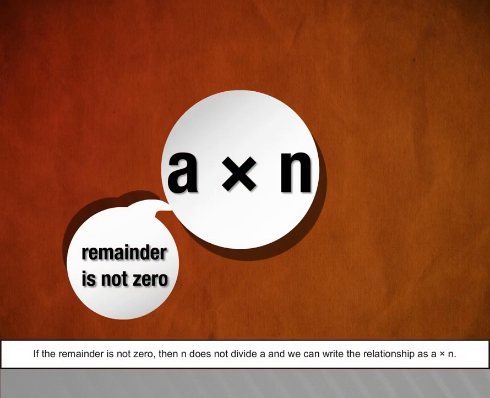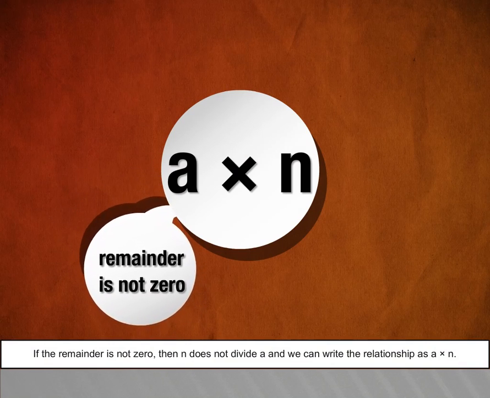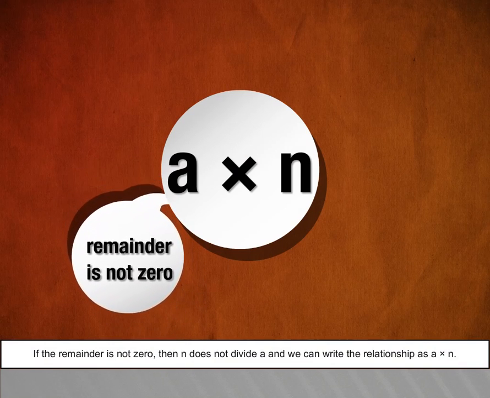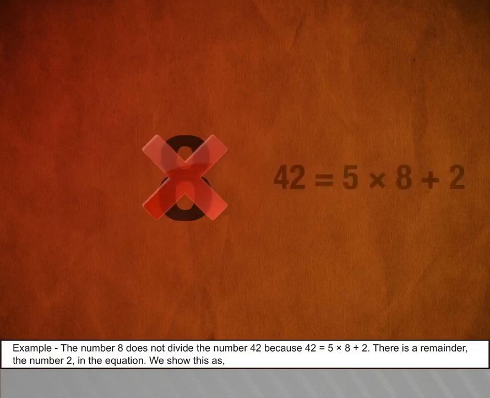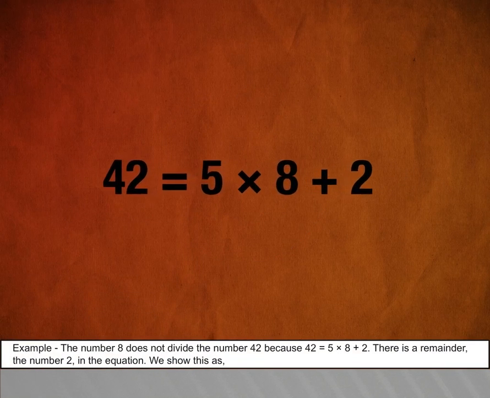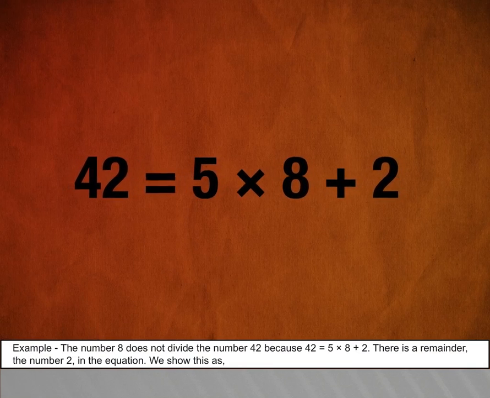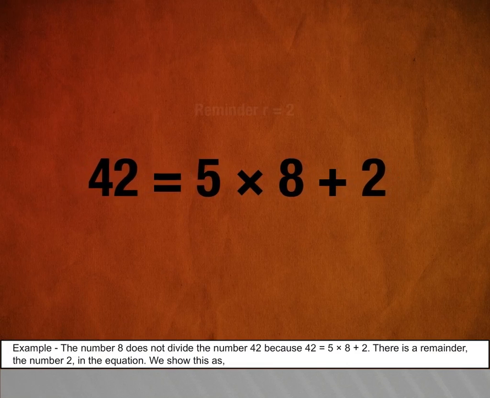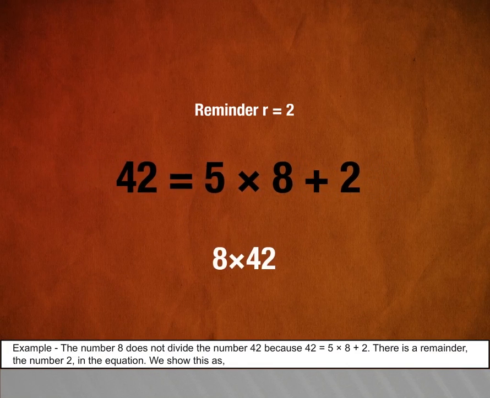If the remainder is not 0, then n does not divide A and we can write the relationship as n does not divide A. Example, the number 8 does not divide the number 42 because 42 is equal to 5 into 8 plus 2. There is a remainder, the number 2, in the equation. We show this as 8 does not divide 42.